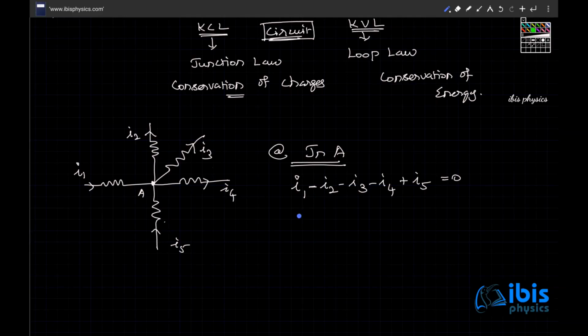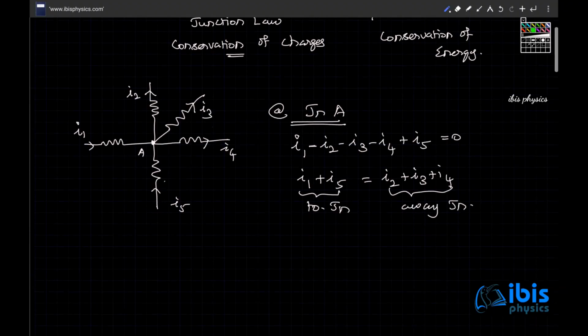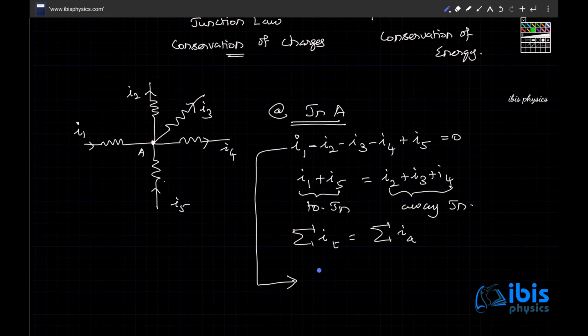Or in other words, I1 plus I5 you retain on the left hand side and everything else on the right hand side, so minus I2 becomes plus I2 plus I3 plus I4. What are I1 and I5? They are currents toward the junction, and these three are away from the junction. Hence, the total current toward the junction equals the total current away from the junction, or in general, the net current at the junction equals 0.